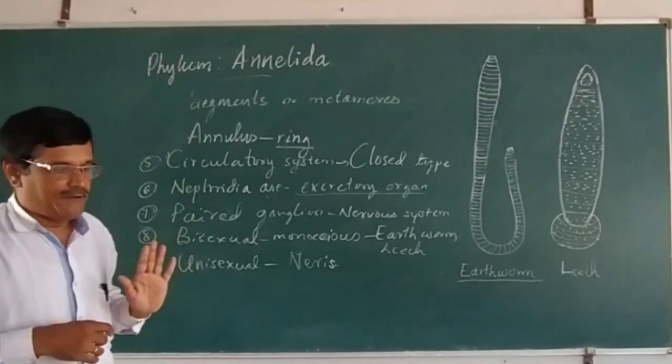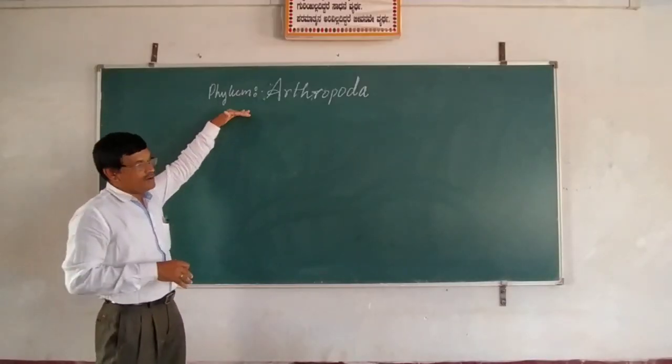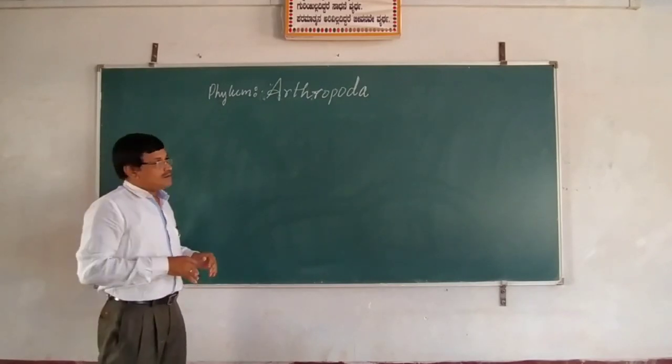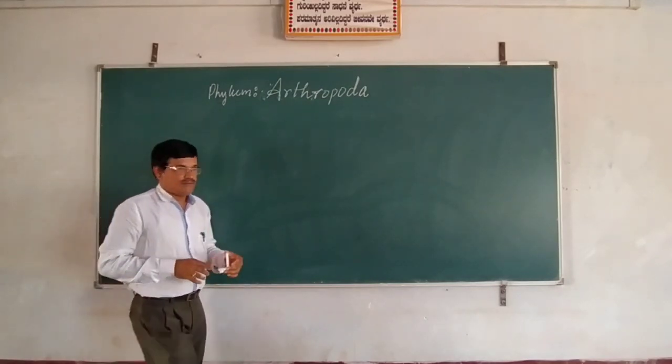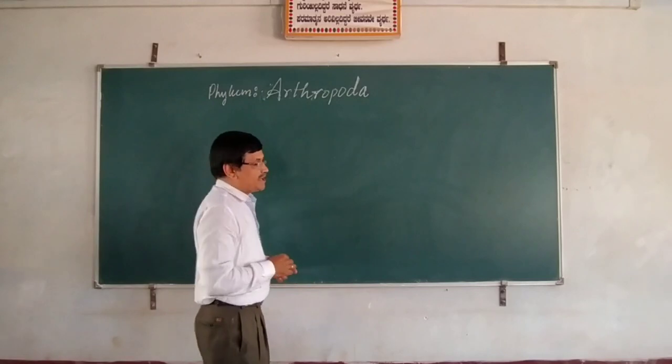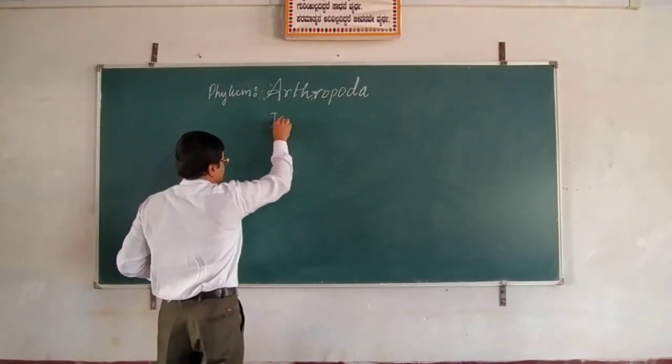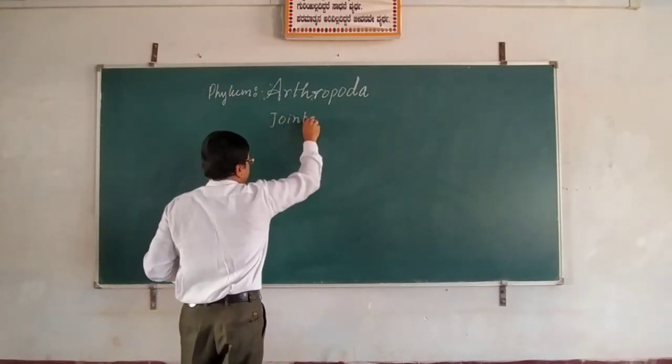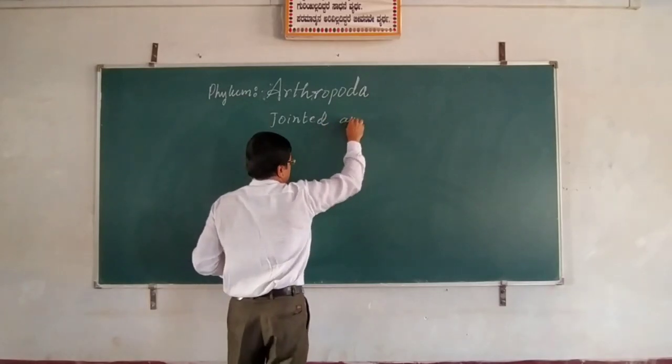The next phylum is phylum Arthropoda. Arthropods are animals with jointed appendages.